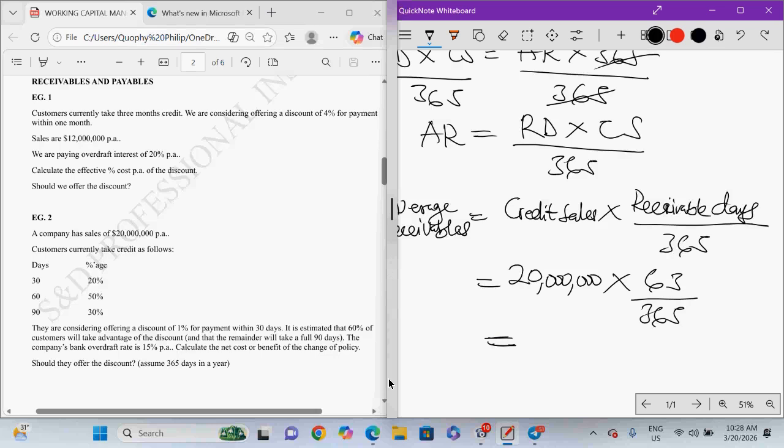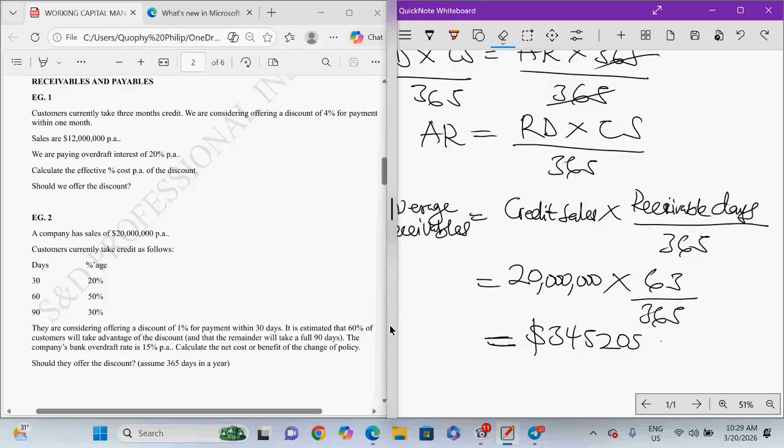What are we getting? $3,452,054.79. Mention the figures one by one for me as well. 3452, 054.79. So let's round it to the nearest whole number.